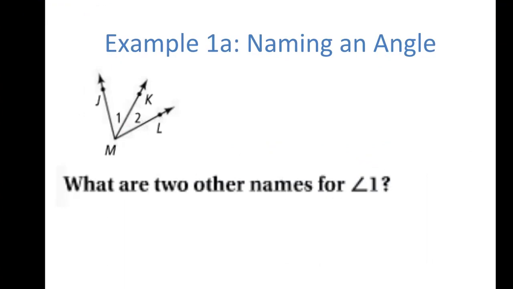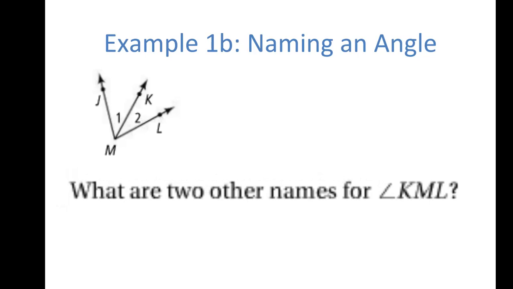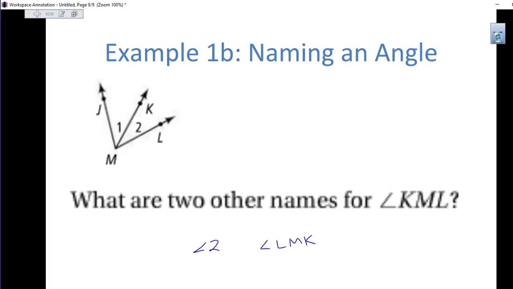All right, you guys try the next one. Let's look at part B. What are two other names for angle KML? So pause the video, write those down, and then come check your work. All right, the two other ways, we could call this angle 2 because it's referring to the measure from here to here.